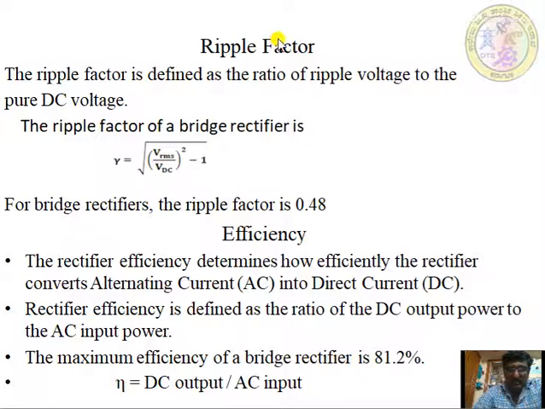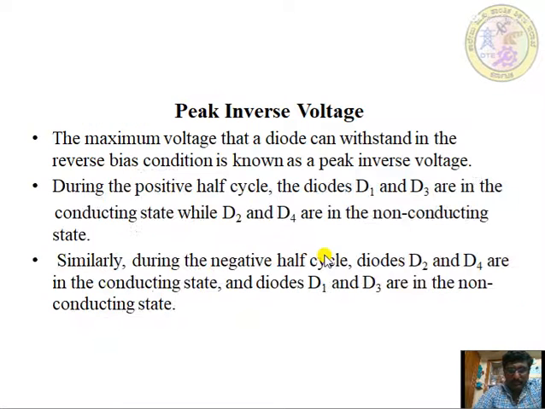So first is the ripple factor. The ripple factor is defined as the ratio of the ripple voltage to the pure DC voltage. The formula for the ripple factor is the same as for the center tapped full wave rectifier, that is, gamma is equal to the square root of (Vrms by Vdc) whole square minus 1, and the ripple factor will always be 0.48. The efficiency is also the same as the center tap, and the efficiency is given as 81.2 percent, that is, DC output by AC output.